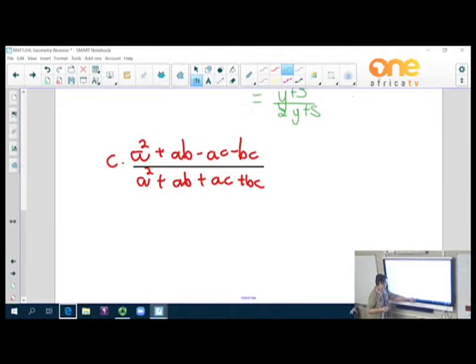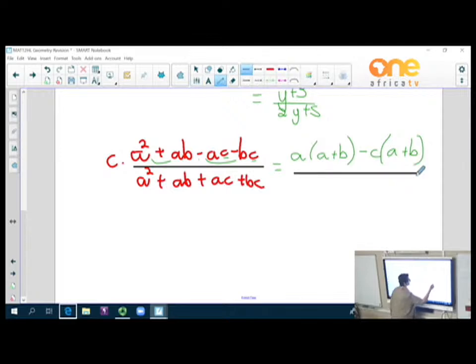Now we look at number C. Now look at this one, 4 terms, so now it is grouping. I hope you can identify it. So first we're going to factorize here, grouping, highest common factor there, so it's a plus b. And then there, minus c, the common factor there is c, a plus b. Check your signs, minus ac, minus bc, so that is correct in there.